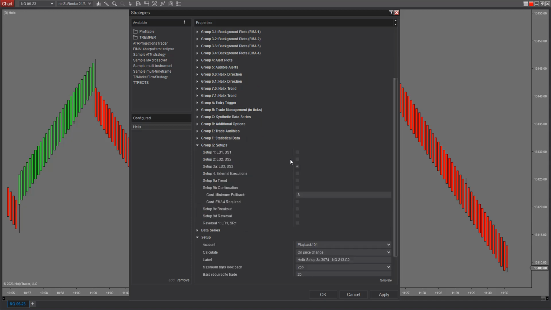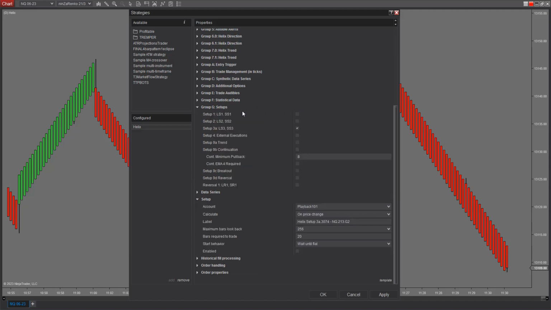Most importantly, though, is the setups. Right now I'm working on 3A. There'll be 3B and 3C, etc. later, but right now I'm working on the 3A, which is just an initial trend trade. And then there's external executions. There's the 9, which I've been working on. So there's different types of strategies. If you have a setup that is proven and you'd like to automate it, we could do that relatively easily now that everything is done.